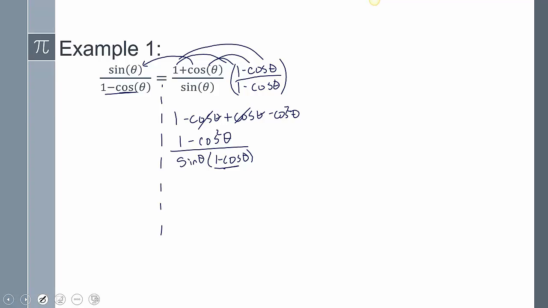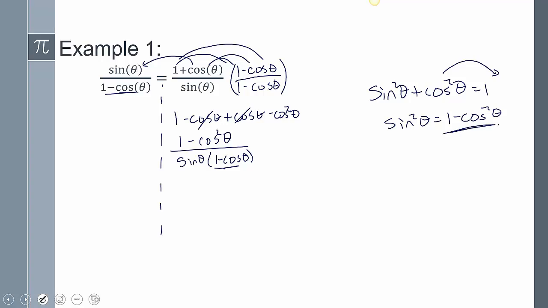So go back to the list. First, big identities. Do I see anything Pythagorean? Oh, I see cosine squared. So sine squared theta plus cosine squared theta equals 1. How do I get that identity to look like 1 minus cosine squared? Well, if I subtract that, you get 1 minus cosine squared theta. So I know 1 minus cosine squared theta equals sine squared.